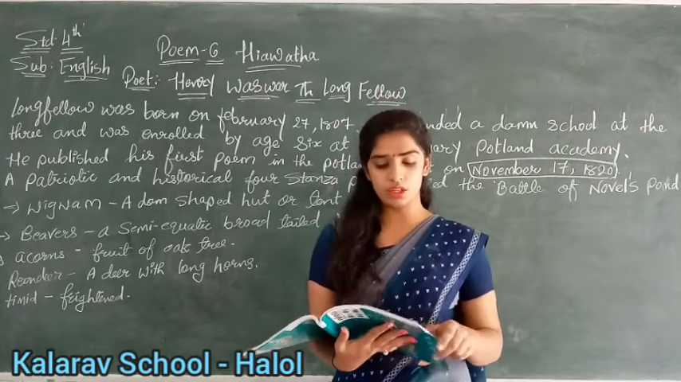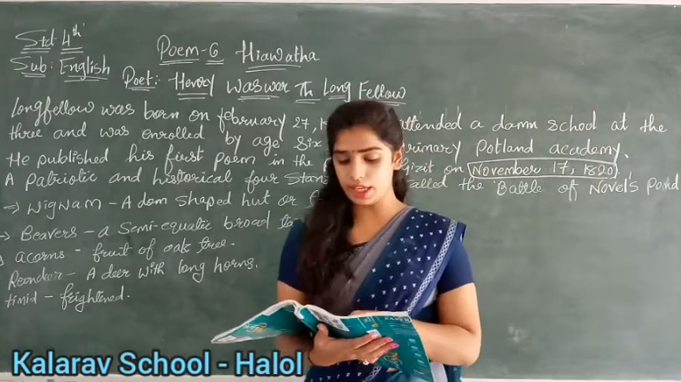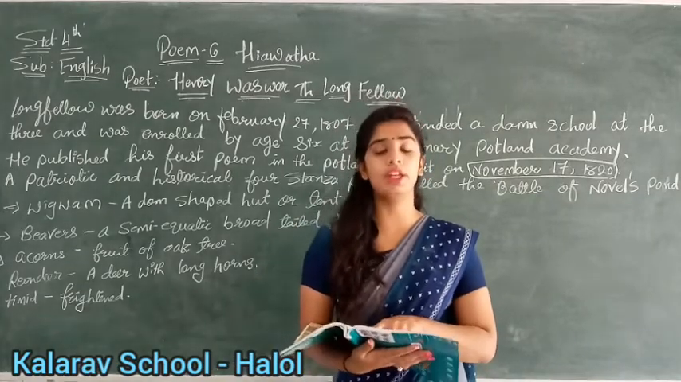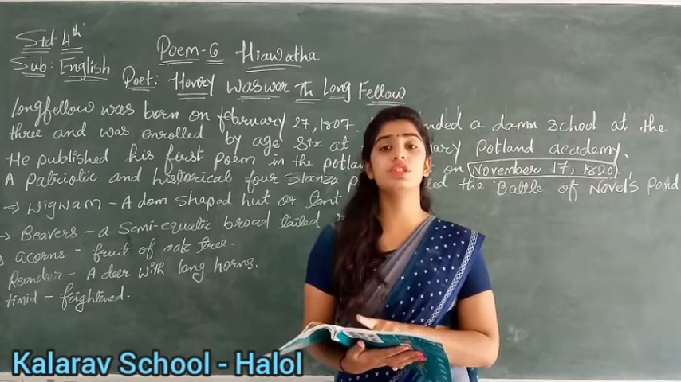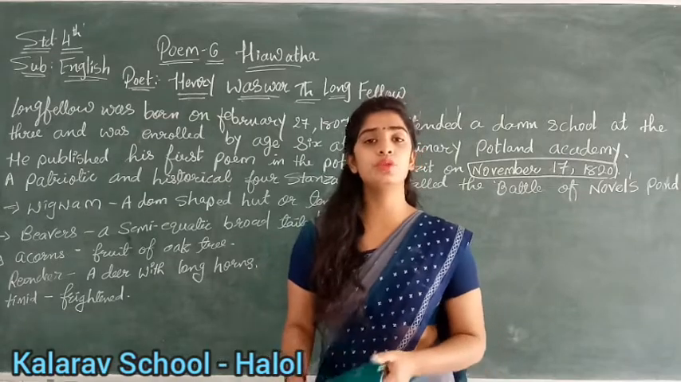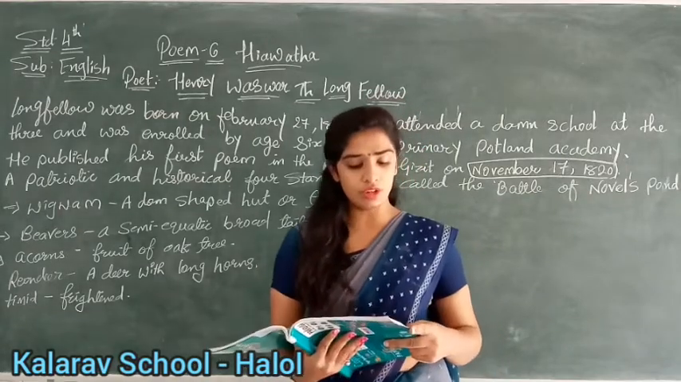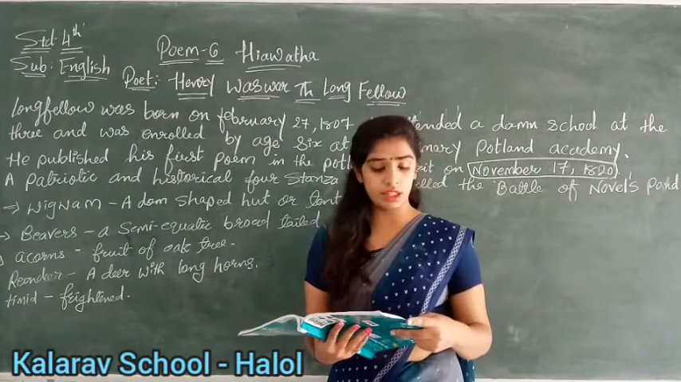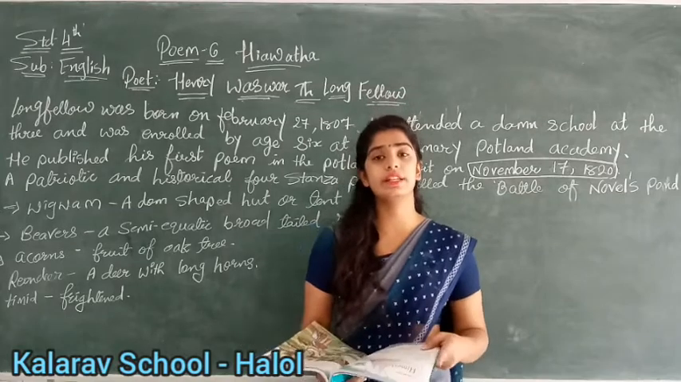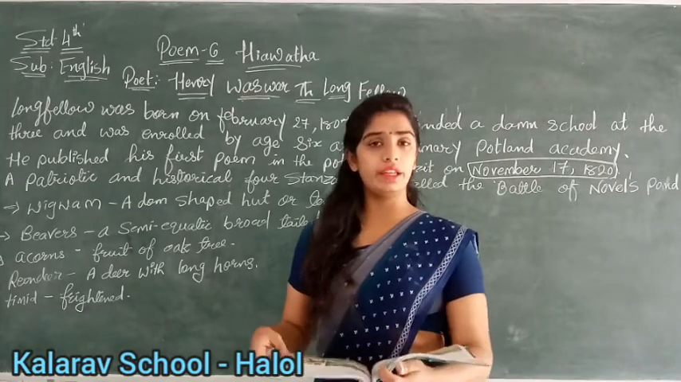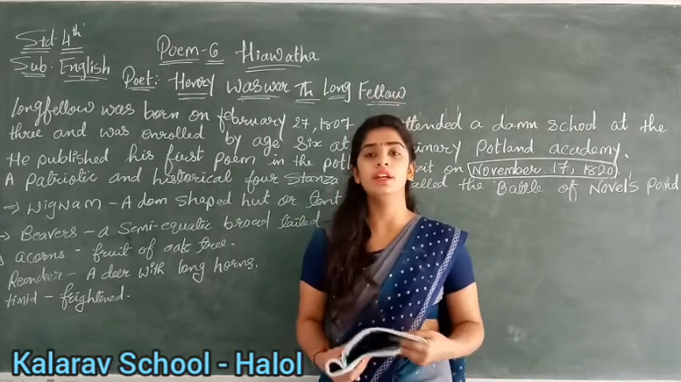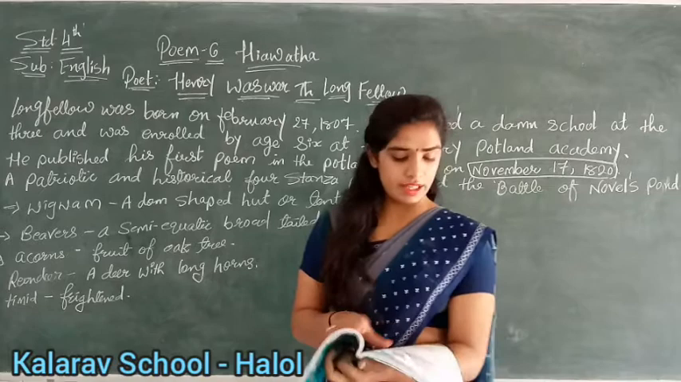Now see the next line. They are basically called native Indians, people born in America. The term Red Indian was used by Europeans. Who used this name? Europeans. It contributed to a term for Native Americans based on their color. Why are they called Red Indians? They are called Red Indians as they are natives of America and based on their color.